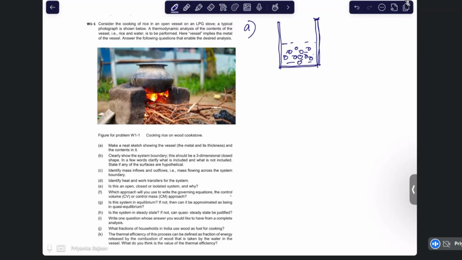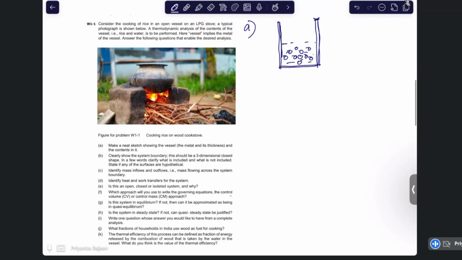So system boundary, if we have to consider the thickness, I would suggest that we consider the inner boundary of the vessel, and then water and rice and everything will be the system, because that is what is getting cooked over here, and we are more interested in observing the cooking of the rice and water. That is what is of our interest, so that is our system. If that is a system, then what is bounding around that system is surrounding. So the inner boundary of that vessel is the system boundary.